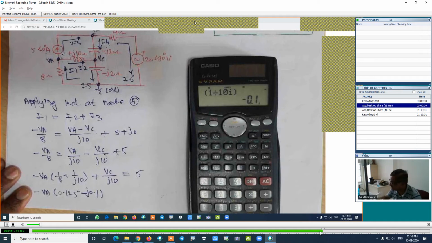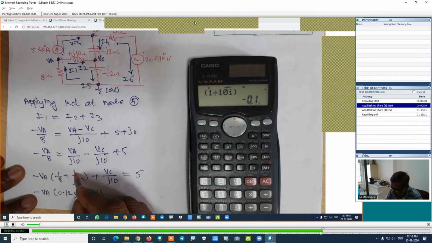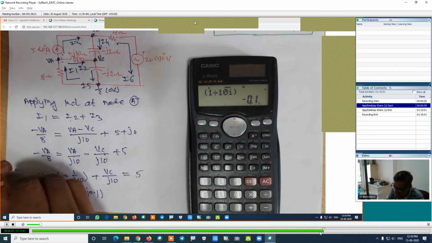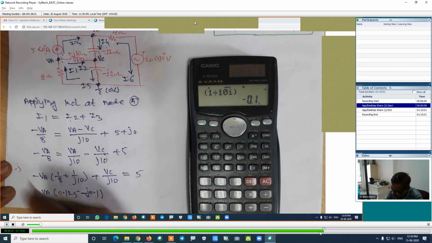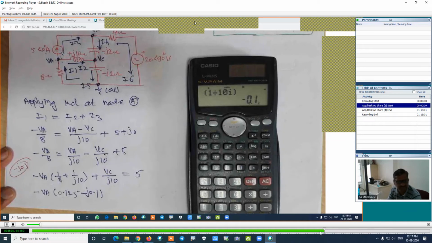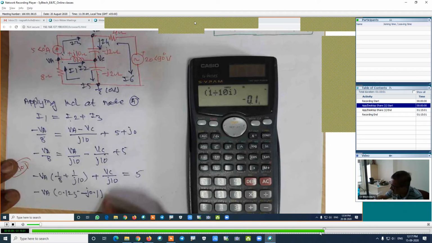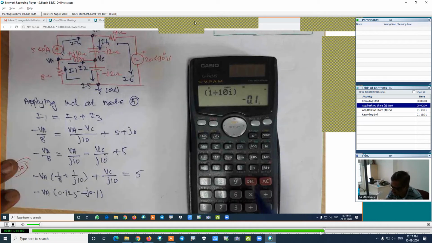Otherwise, you can use the simple method. How is this method? If we shift j to the numerator, that will become minus j. Is it right? This is minus j. And 1 upon 10 will be 0.1. This is minus 0.1 j. You can calculate this way too if you are aware of these simple mathematical steps. Otherwise, it is better to use the calculator directly.